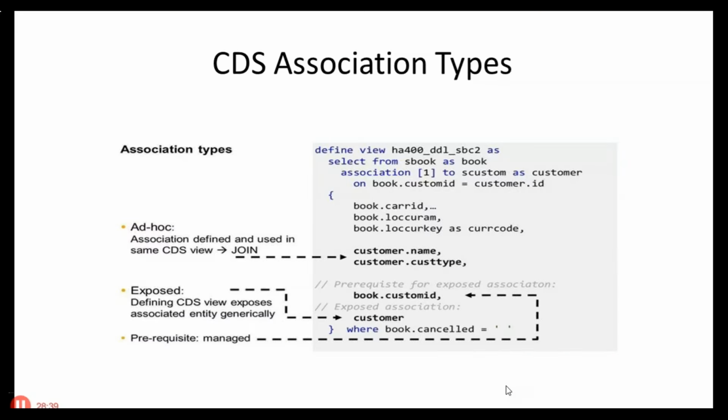So we have the association types. In the association types, we have ad hoc association, defined and used in the same CDS view. This is the join. And then we have exposed association, in which the defining CDS view exposes the associated entity generically. So instead of writing customer.id, we are writing directly customer. So in association, we can write like that instead of the field name. Where book.cancelled is equal to something is the condition for which we are getting the values.